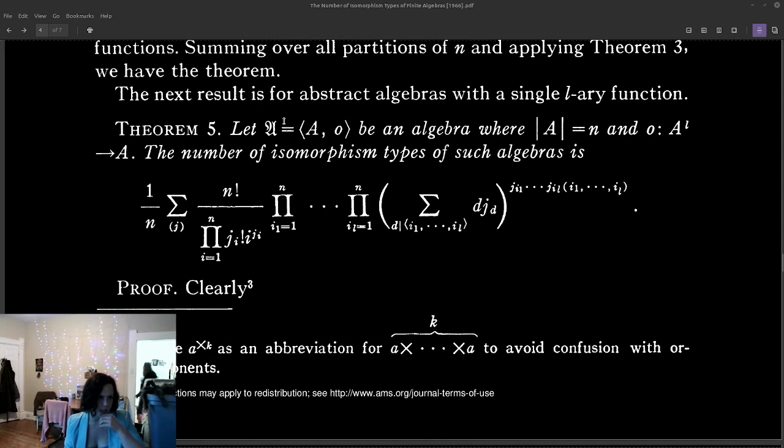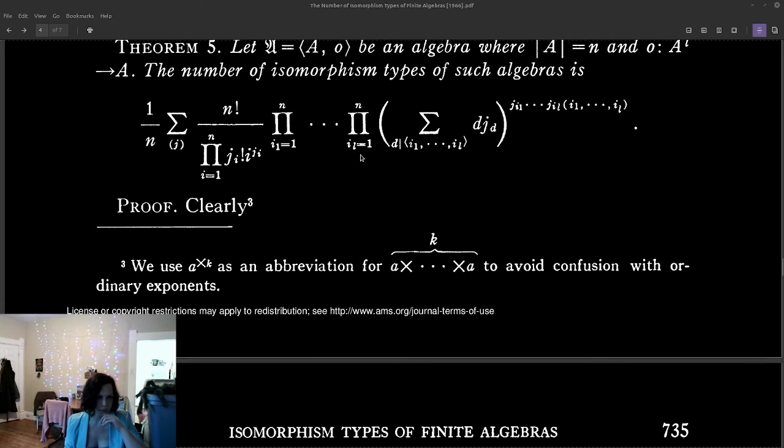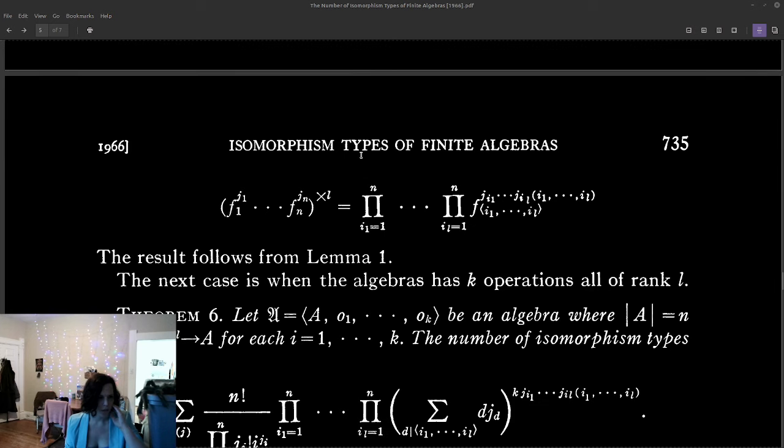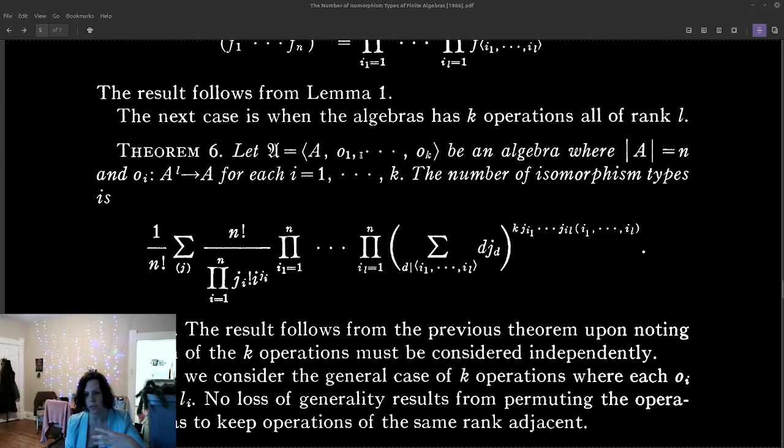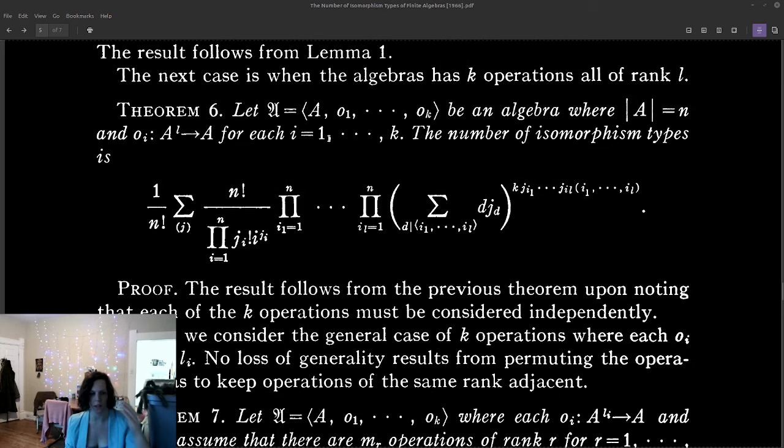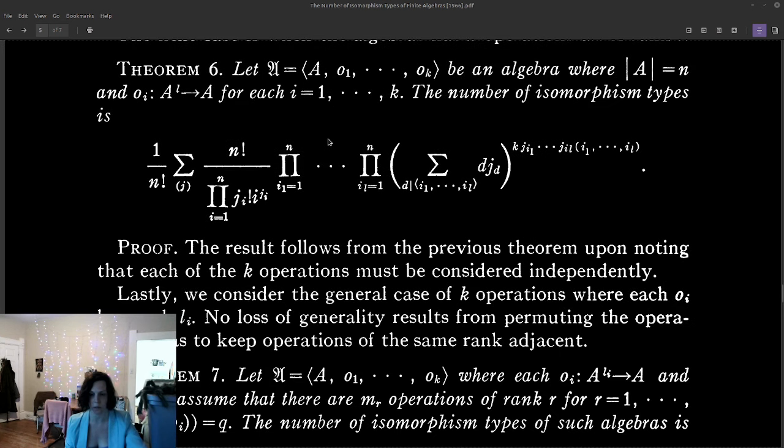Let's see. He does the same thing for an algebra with a higher arity operation, like an n-ary magma. He does similar things for other classes of algebras, but he doesn't have any axioms. So he doesn't include associativity or anything, which makes it way, way harder.